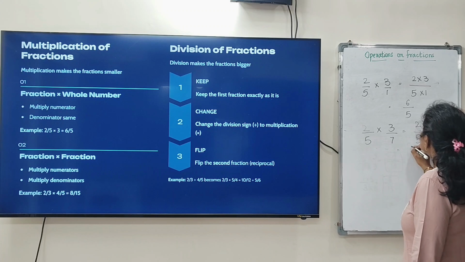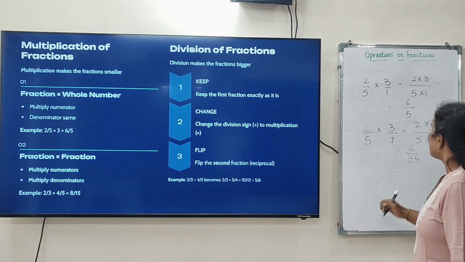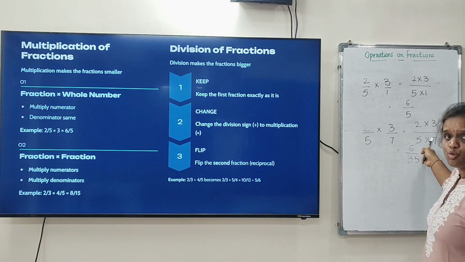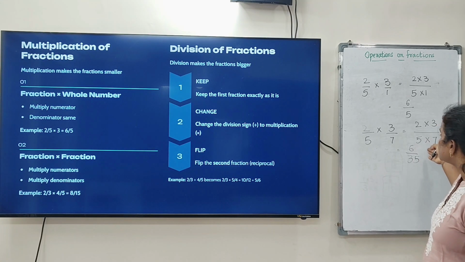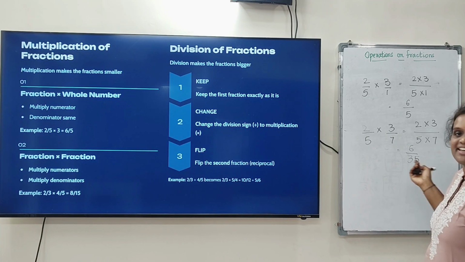What is 2 into 3? 6. What is 5 into 7? 35. So my fraction is 6 by 35. And please don't forget to simplify it. Is there any simplification possible here? 6 and 35? No. So this is the final answer.